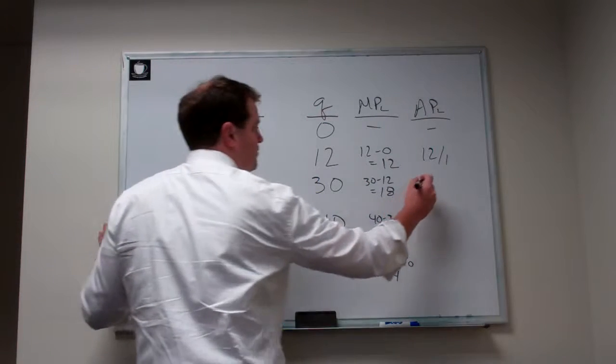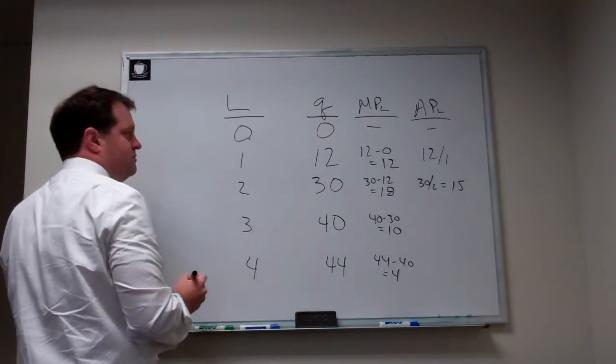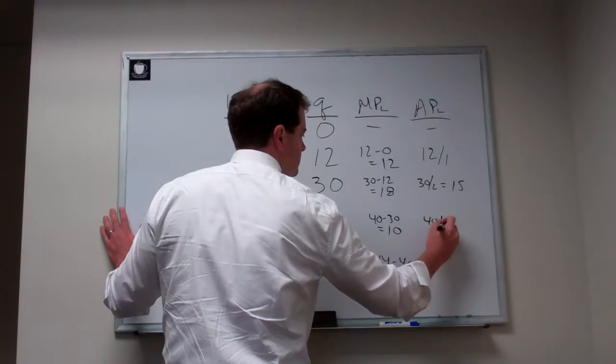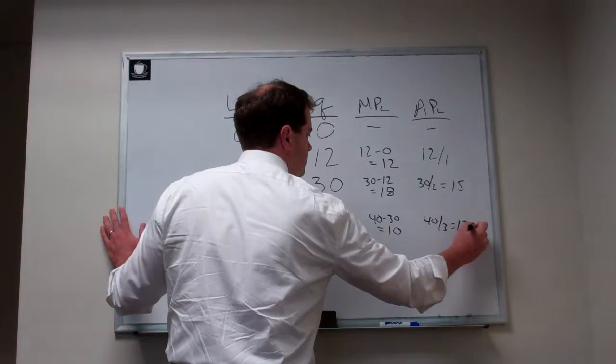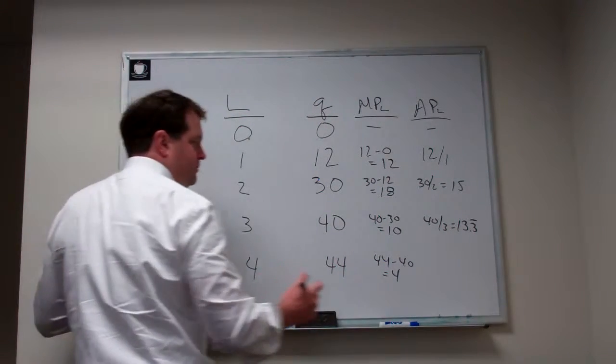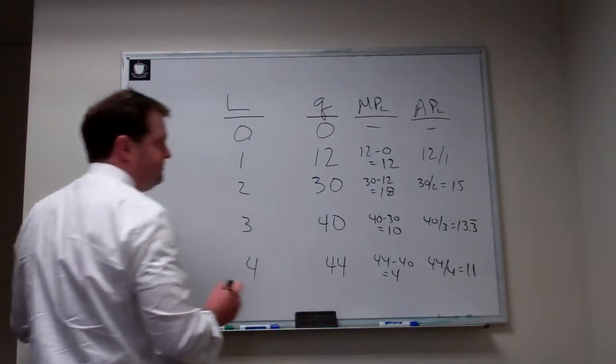When 2 people show up to work, the average product of labor is 15. When 3 people show up to work, the average product of labor is 13 1/3, and when 4 people show up to work, average product falls to 11.